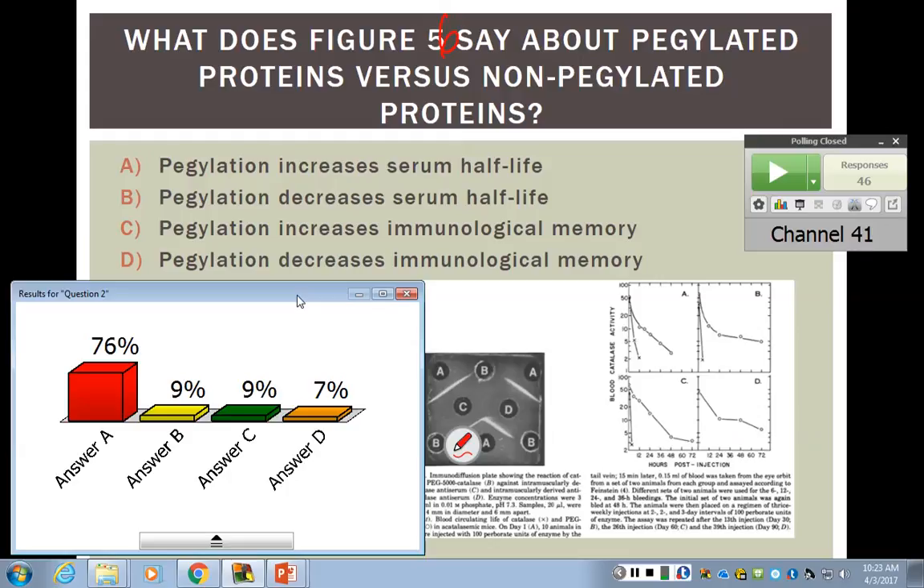Let's see. I'd like to point out here that we lose detectable amounts of catalase on day 0 at 12 hours. We lose detectable catalase on day 30 at about 6 hours, maybe even 3 hours. And it looks like on day 60 it's even shorter. So for non-pegylated catalase, on each subsequent injection, the serum half-life seems to be decreasing. Why do you think that is?